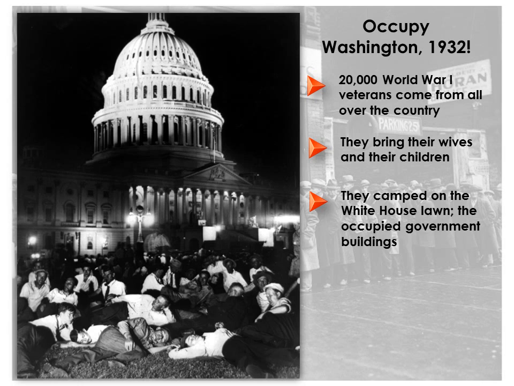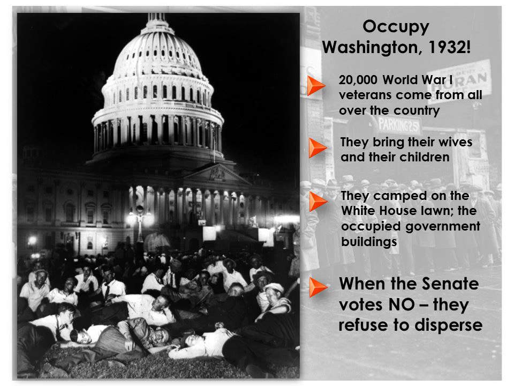Now, they camped on the White House lawn, and they became a little bit hostile toward the Senate when the Senate was not being responsive to their demands. And they began to occupy and shut down government buildings. So it is a form of social protest that extends beyond just asking Congress to act on your behalf. The Senate did agree to meet again, and when the Senate voted no, we are not going to award these bonuses early, then the bonus army, many of them anyway, refused to disperse.